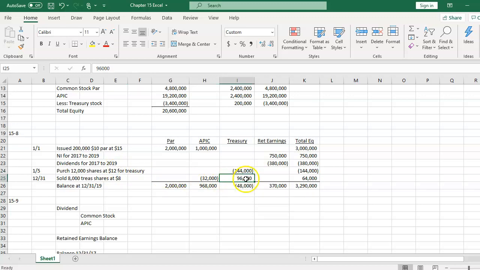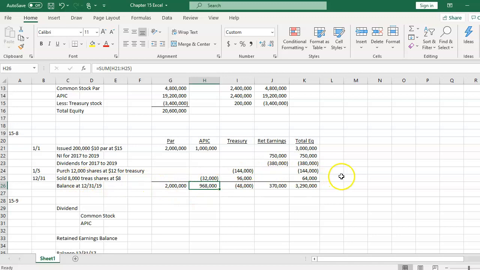That's a positive because we're reducing that. And then the difference goes to a reduction in additional paid in capital of 32,000. So the sum of the two has to work out to be the total, which is F64. Okay, so those are just the simple type of transactions that we would do.